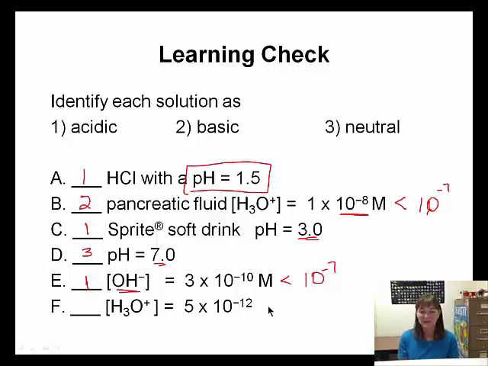Here they're giving me hydronium concentration, which is less than 10 to the negative 7. So that means I do not have much hydronium floating around, so that would be a base.